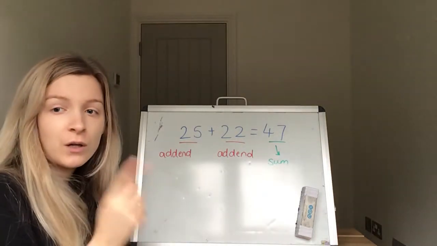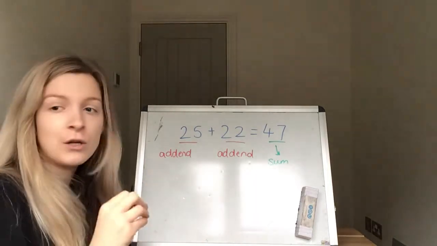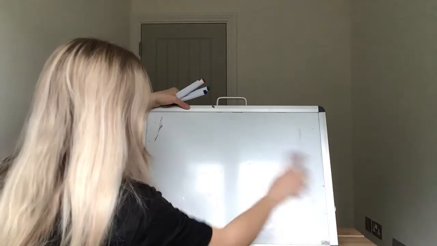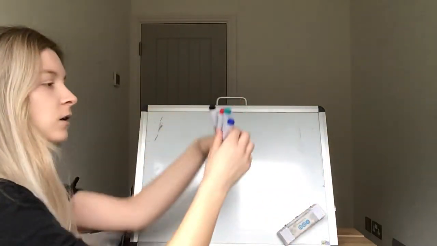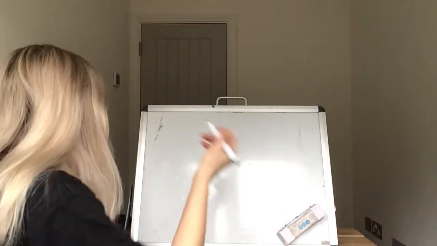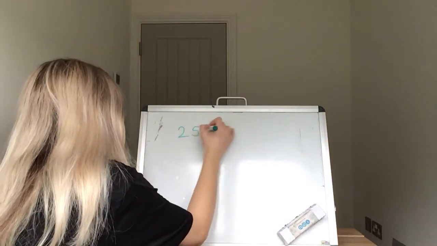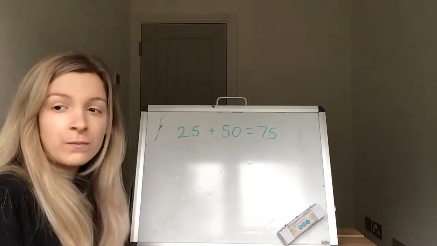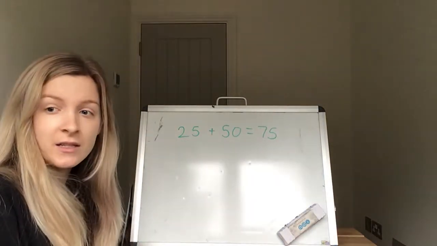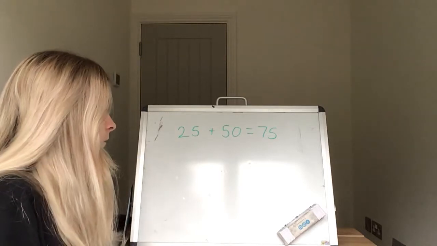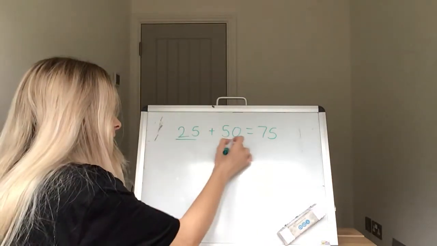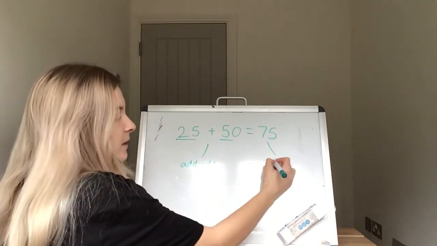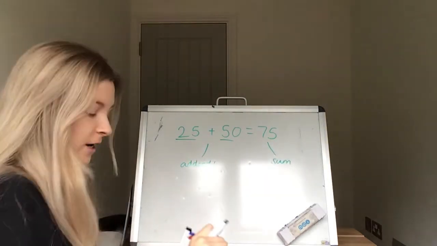So I'm just going to give you a few examples now, and I want you to pick out the addends, okay? So, let's start off quite simply. Think the two addends and the sum. Good, you should be saying the two addends are here and the sum is 75, okay?